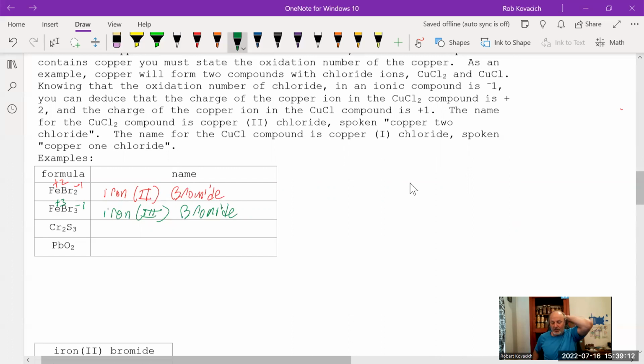So you're going to need to tell the person which. If someone said, I'm going to use iron bromide, my response would be, which one, iron 2 or iron 3? So that's why you need to tell me iron 2 or iron 3.